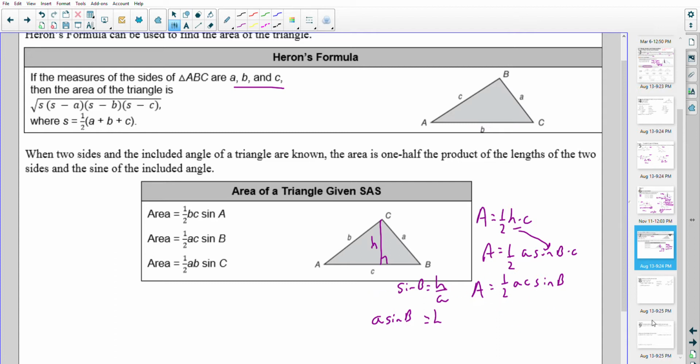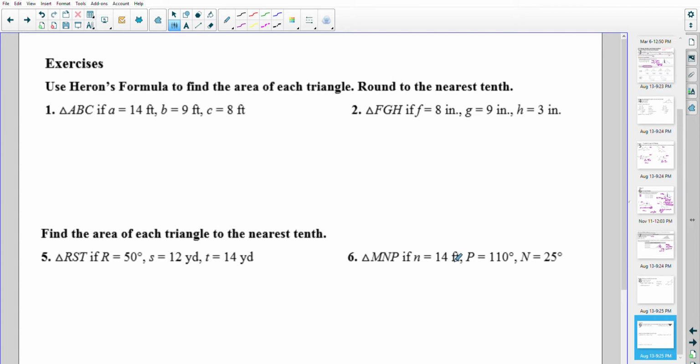So for a couple of these problems, the first one is use Heron's formula. So this is a case where you have a side, side, side situation. For Heron's formula, you want to find out what your S is, and it's going to be the sum divided by 2. So let's see, that's going to be 31 divided by 2, 15.5.